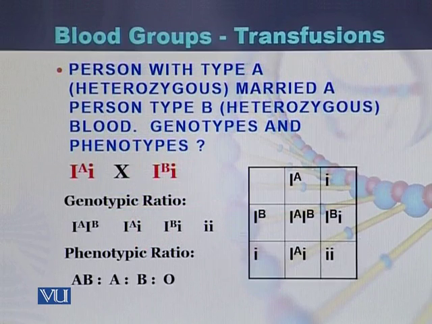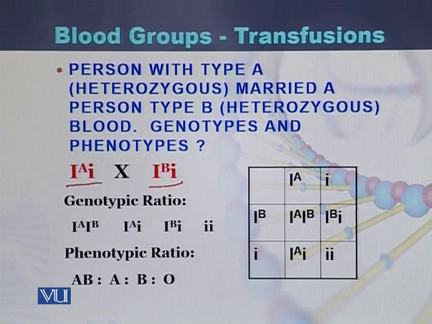So let's check some crosses based on the blood groups. Suppose a person has blood group type A, but in heterozygous form. One allele is A while the other allele is O, which can also be written as a small i. If such a person marries a person who has blood group type B, which is also heterozygous in nature, what will be the genotypes and phenotypes of the children who will be born to them?